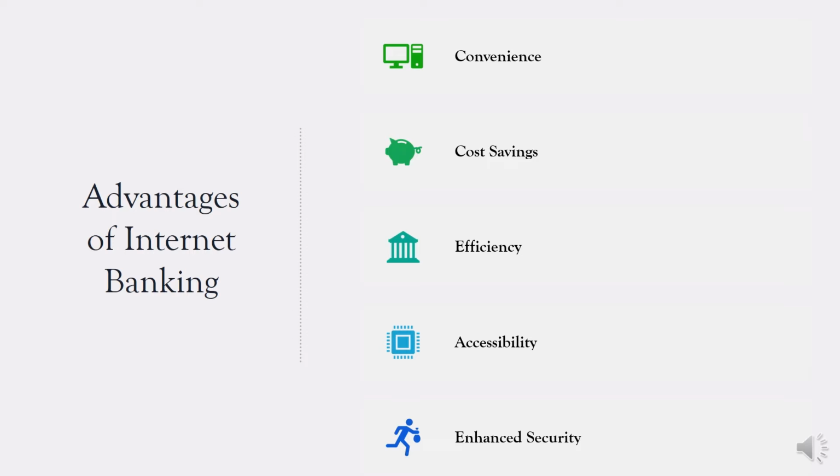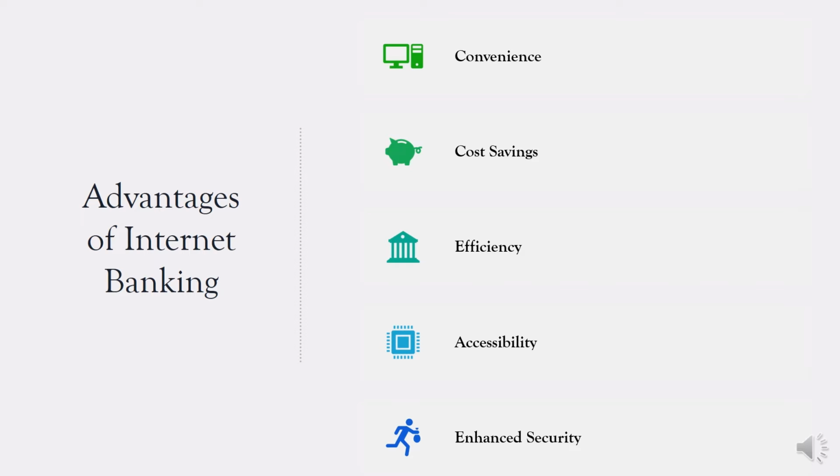Next is cost saving. Another advantage of internet banking is cost saving. Internet banking reduces the operational cost for banks by reducing staff and physical infrastructure. It also leads to lower fees and higher interest rates on deposits due to the cost savings for banks. Next, efficiency. Online banking is faster and provides more efficient transactions compared to traditional methods. For example, fund transfer, account management and bill payment can be easily done in just a few clicks, and there is no need to visit the bank branches for every work.